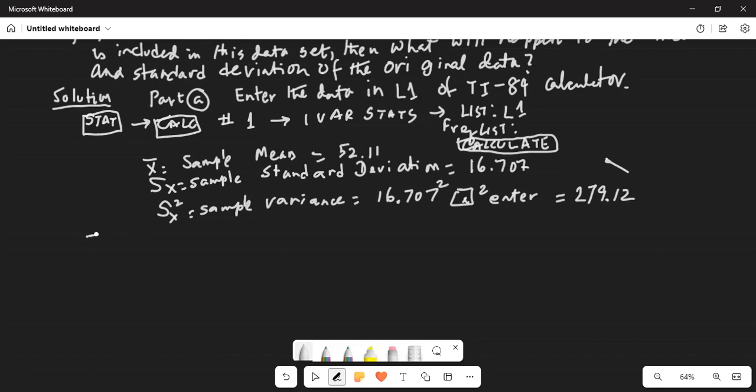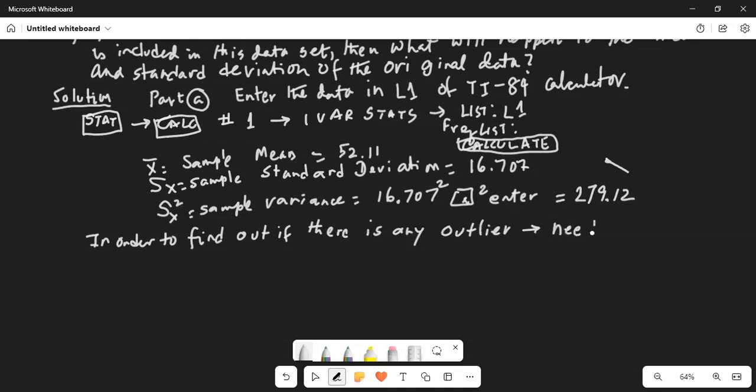So in order to find out if there is any outlier, we need to calculate the 5-number summary. How do I do that?